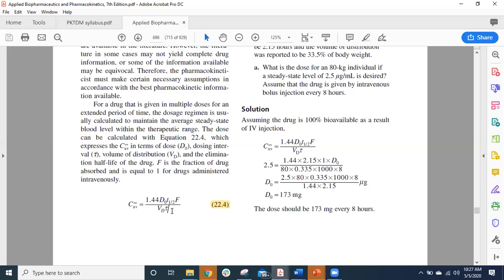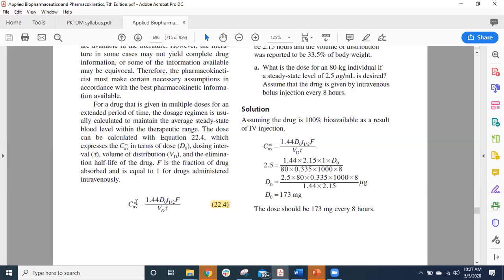Since here we have the frequency, tau, and we have D0, we can manipulate this equation and get D0. For example, you don't know how much drug, how much dose you should give, right? D0 you don't know, but you know how much C average you need.